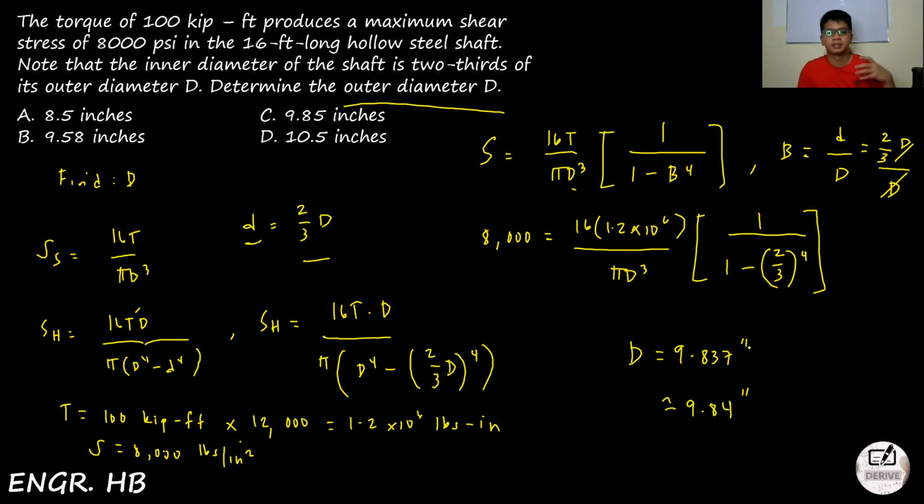So, meron ba siyang kamukha sa choices? So na 8.5, 9.58. So, letter C. Ayun, letter C, 9.85 inches. So, ni-round up na siguro into a 5. No? So, our answer is letter C.